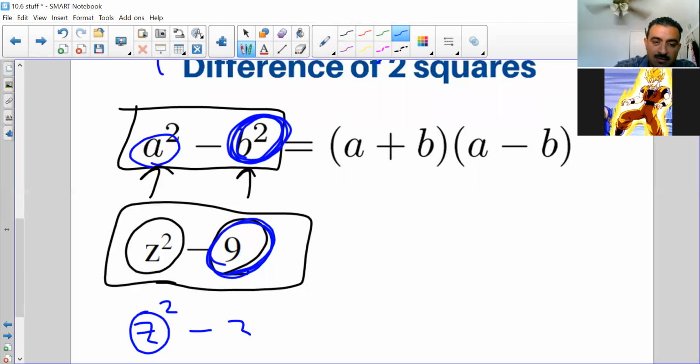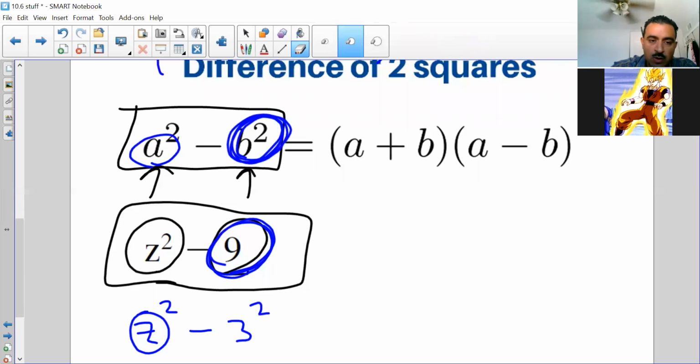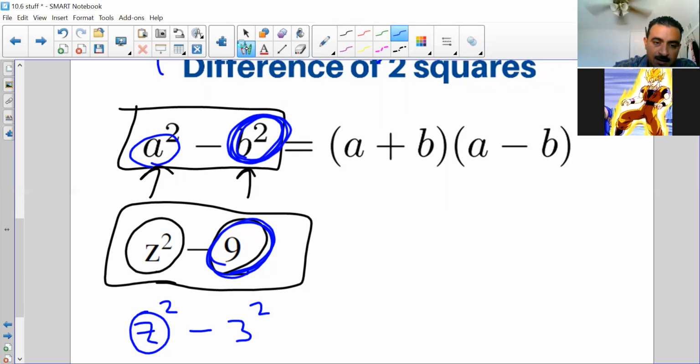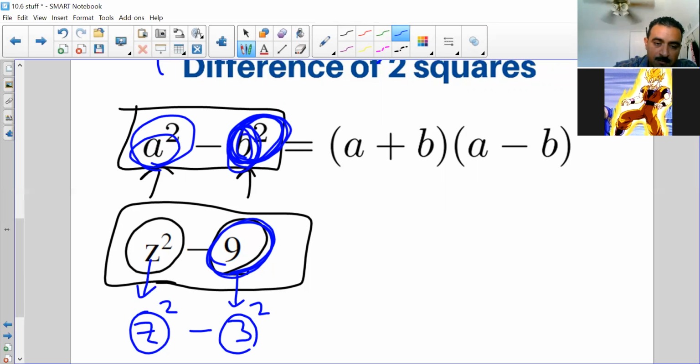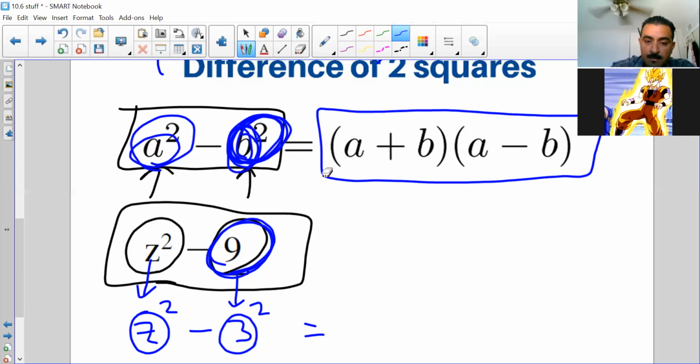Well, I can see that 9 is 3 to the second power. Notice that. So what I've done is I rewrote 9 as 3 squared. Z squared, I didn't have to rewrite. It's already a pattern of like A squared. And notice my B squared is like my 3 here. So watch this now. I'm ready to rock and roll. I'm ready to write out the factors. I'm just going to follow this pattern. A plus B, A minus B.